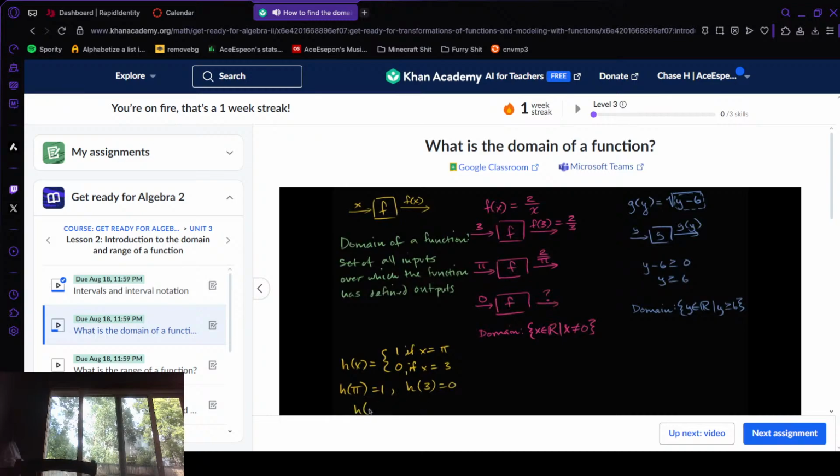But if you input anything else, what's h of 4 going to be? Well, it hasn't defined it. It's undefined. What's h of -1 going to be? It hasn't defined it. So the domain of h is literally just the 2 valid inputs that x can be, 3 and pi. These are the only valid inputs. These are the only 2 numbers over which this function is actually defined.